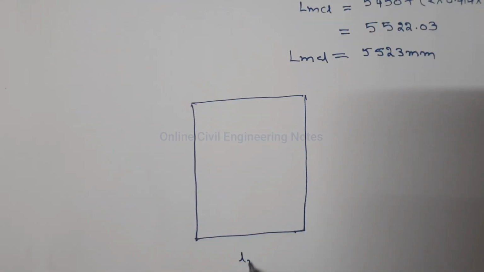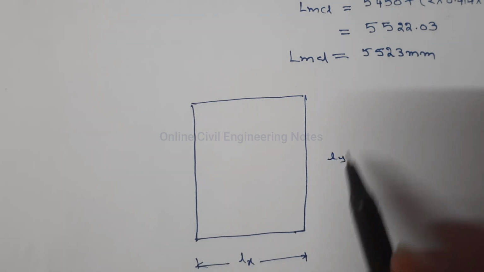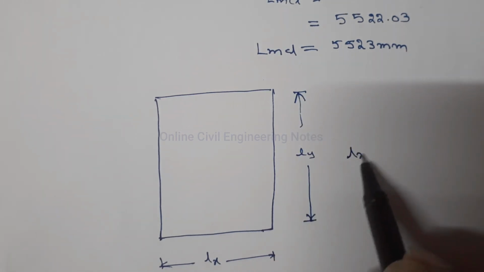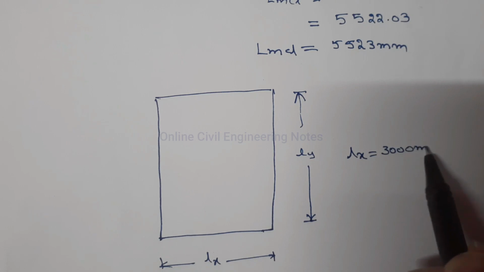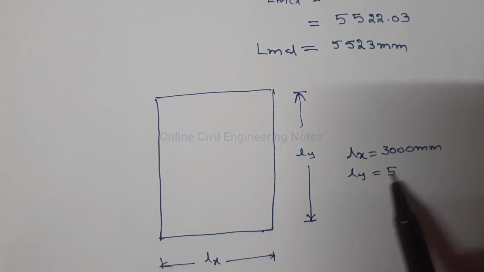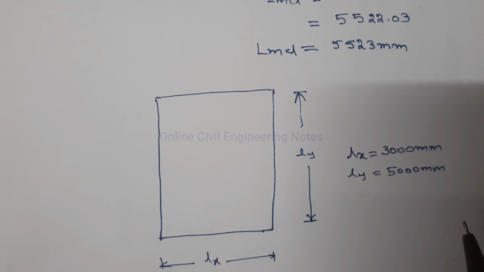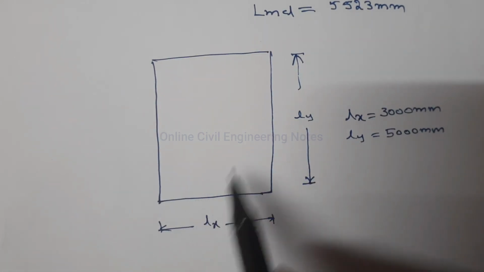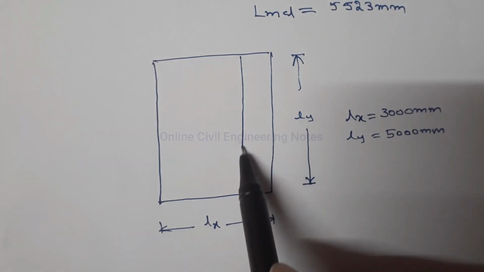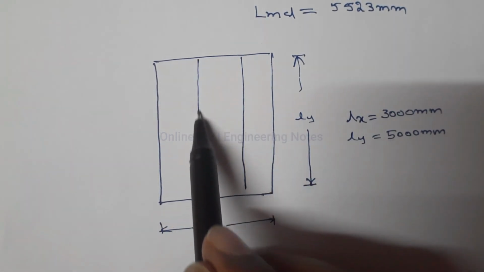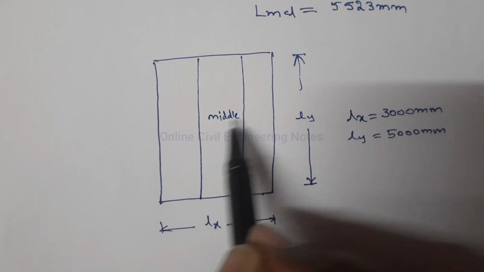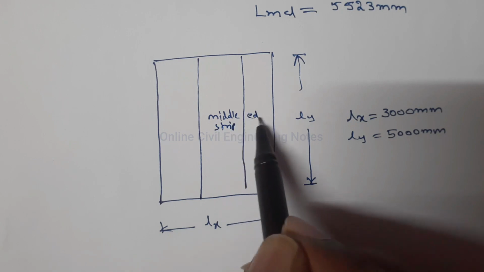This is shorter span LX, longer span LY. We know LX is equal to 3000 mm and LY is equal to 5000 mm. This slab is divided into middle strip and edge strips.